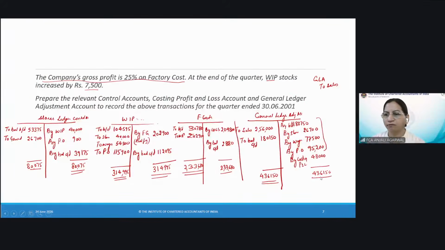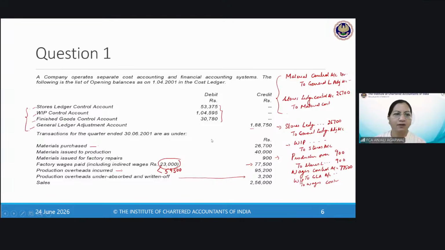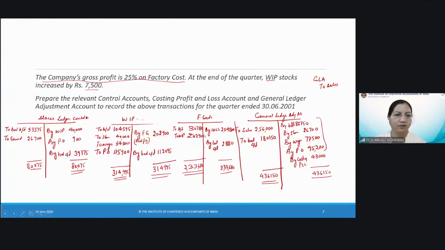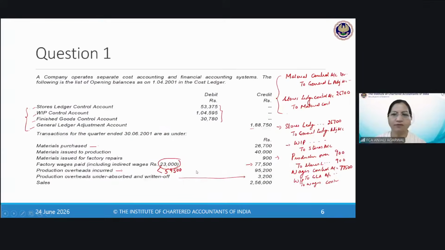So out of 430, this amount, 2,08,000 is sold, and 1,80,150 of the cost incurred is carried down to the next period. Okay. You can always verify your answers. How? What will be the closing balances of all the accounts now? Stores ledger control account. It's 39175. Next quarter.